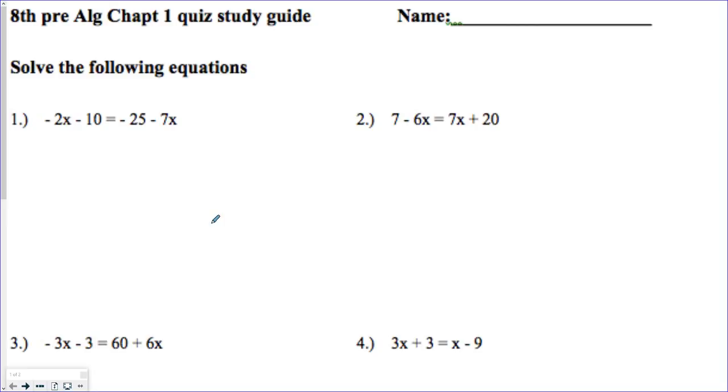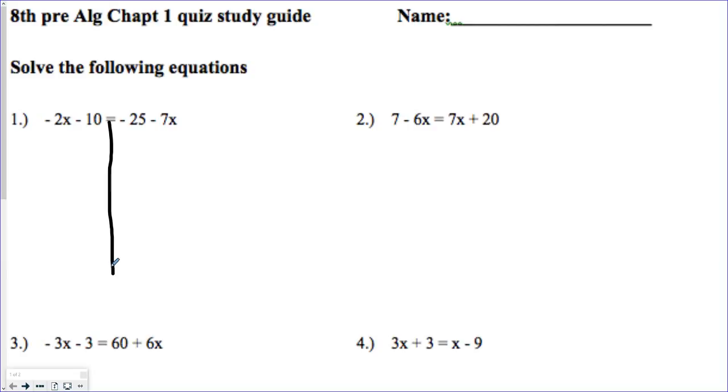So we have negative 2x minus 10 equals negative 25 minus 7x. Well, the first thing I usually do is I draw a line down the middle, just because that gives you two clear, distinct sides. So if I say move something to this side or move something to that side, you know what I'm talking about. And so again, the first step is to get your x's by themselves.